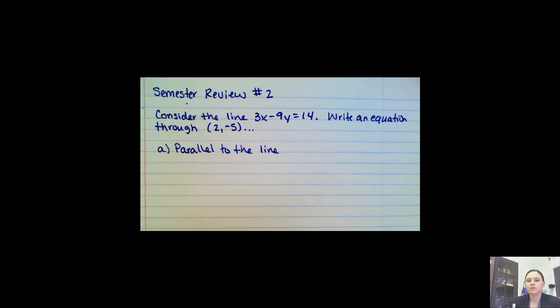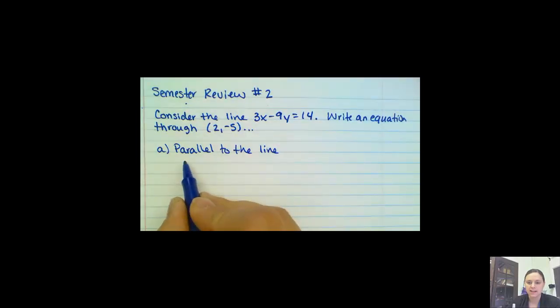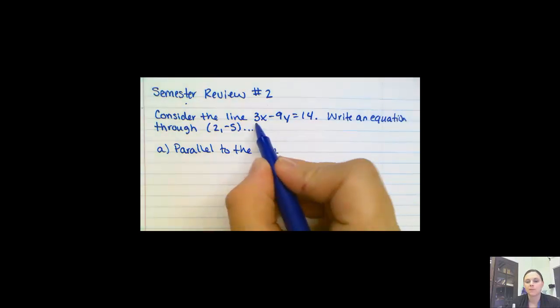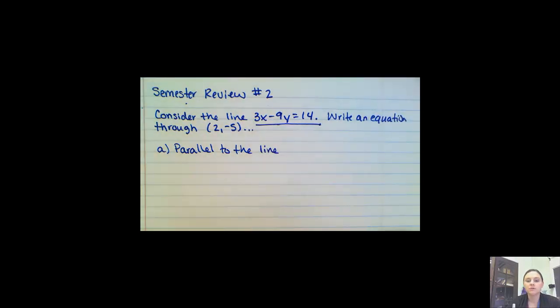Hi, I'm going to help you guys with number 2 on the semester review. It says consider the line 3x minus 9y equals 14. Write an equation through the point (2, -5). And then for part A, we want it to be parallel to the line. And it's referring to this line that we started with up here, 3x minus 9y equals 14.